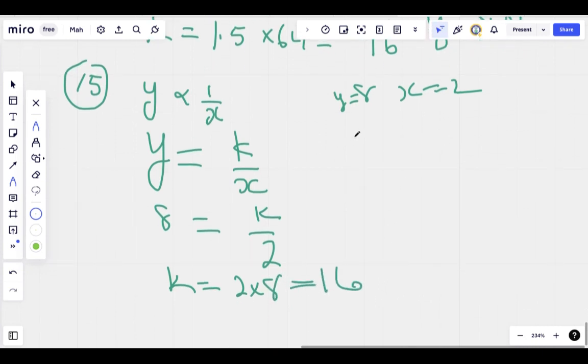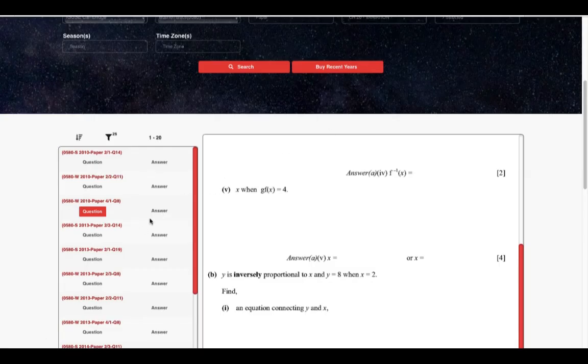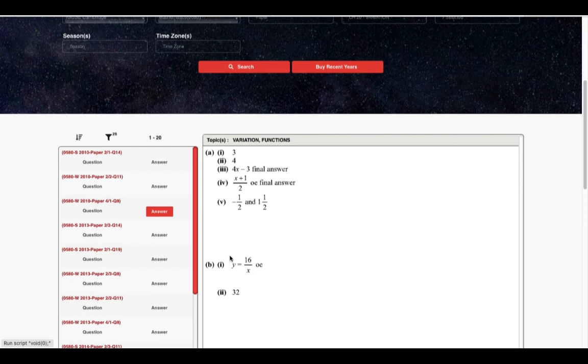So the moment you get k, now you write the equation connecting them. You just write y equal to 16 over x, putting in the value of k. This is the equation connecting x and y. Either the language is equation connecting x and y, or they say express y in terms of x. So that's the answer for this type of question. That's it. Is that okay?